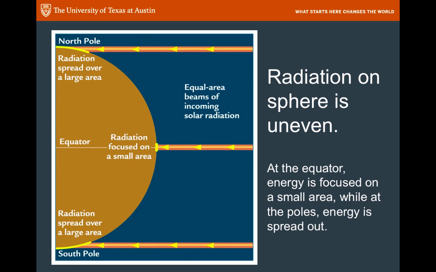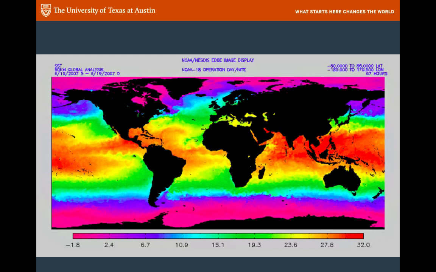So let's start with the temperature piece. The Earth, of course, is a sphere, and most of the surface heat comes from the sun. So the sun is bombarding us at all times with these waves of radiation, and they are an equal amount. However, because the Earth is a sphere, that equal amount of radiation is spread over a different amount of land. At the equator, the incoming solar radiation is focused on a very small area, while at the pole, that same amount of incoming solar radiation is spread over a much larger area. Therefore, things heat up more at the equator than they do at the pole.